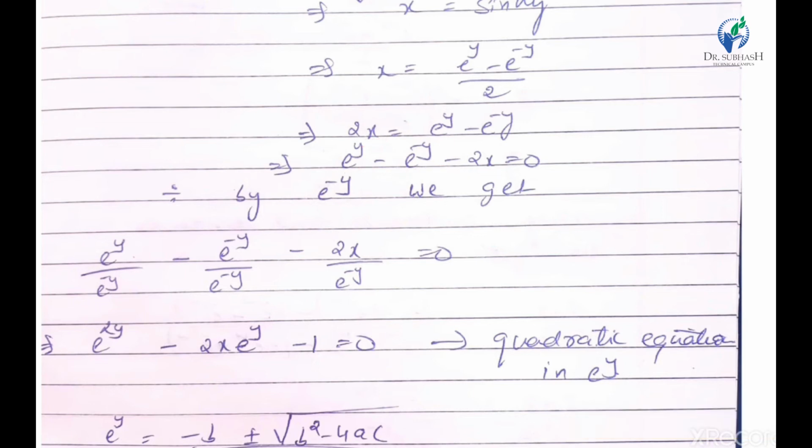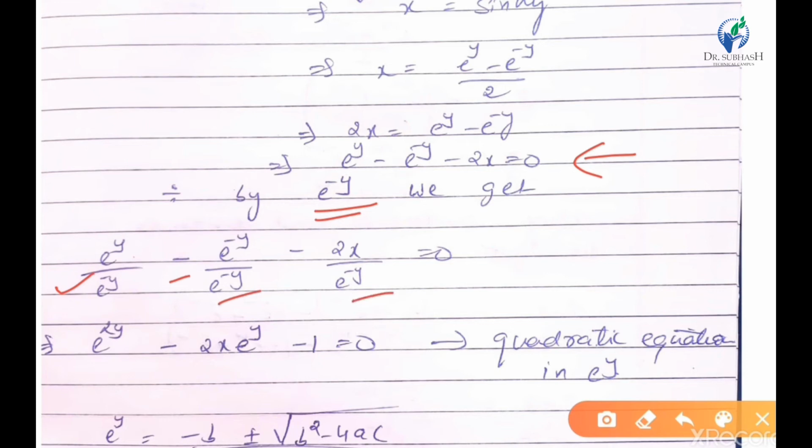Now to solve this, we will divide this whole equation by e raised to minus y. So the next step will be e raised to y upon e raised to minus y, minus e raised to minus y upon e raised to minus y, minus 2x upon e raised to minus y equal to 0. Now this will go to the numerator portion, so we get e raised to 2y. This will get cancelled, so we get minus 1, and this will go to the numerator, so we get minus 2x e raised to y.